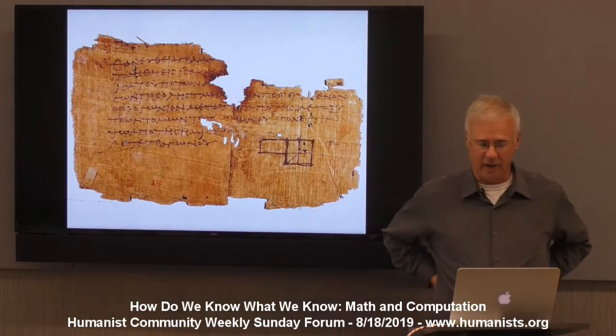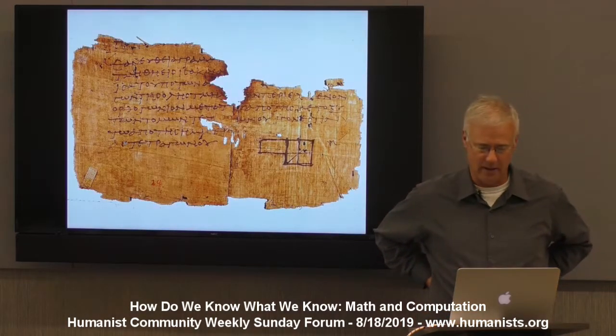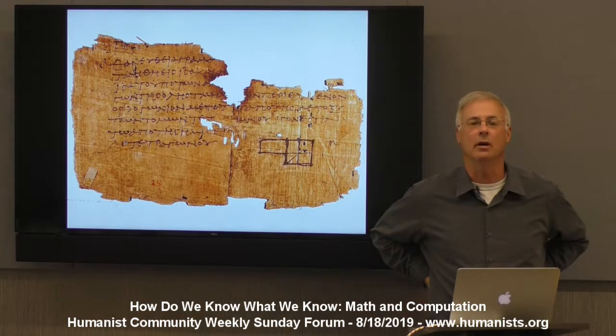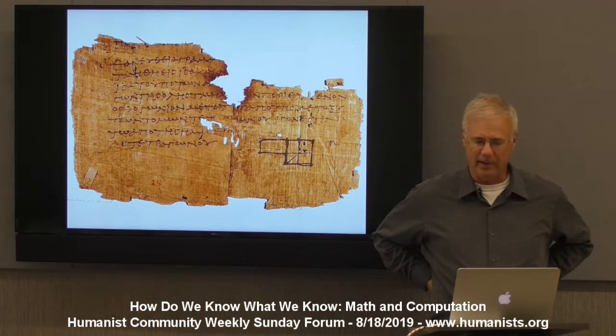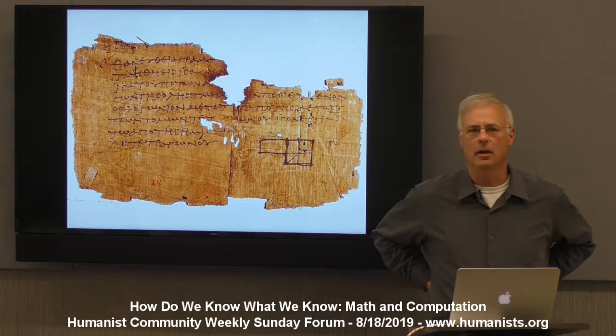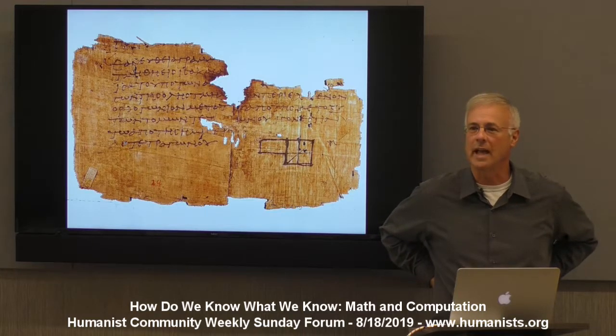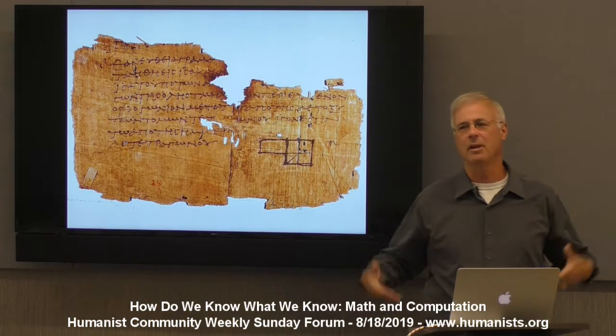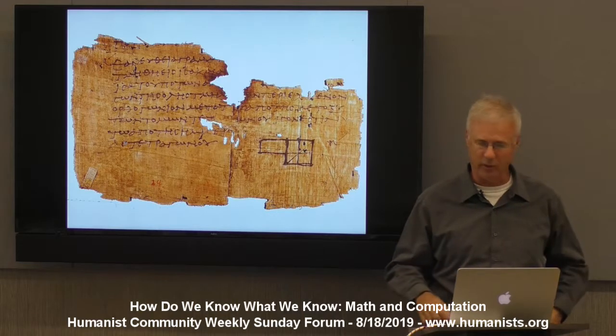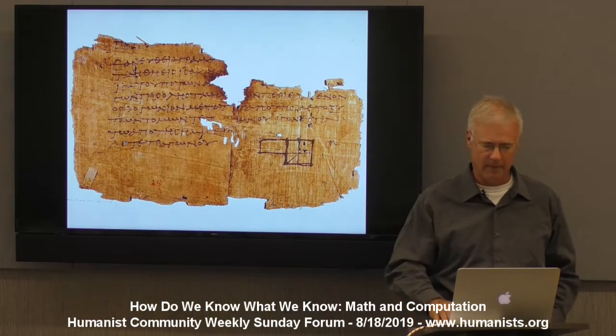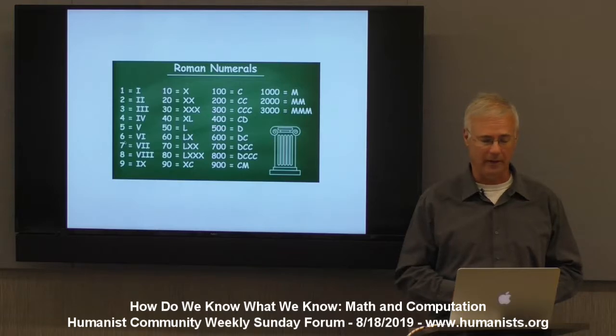This is a papyrus fragment of an actual manuscript of Euclid that dates back to about 200, 300 AD, about 700 years after Euclid actually wrote it. So this is a copy of a copy of a copy. We don't have the originals. They're long lost. Roman numerals you're all familiar with.